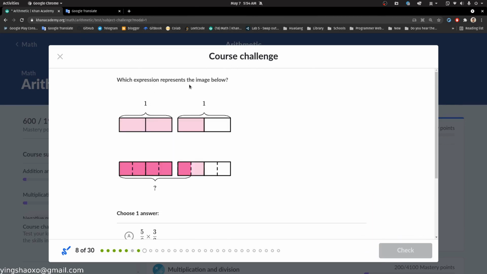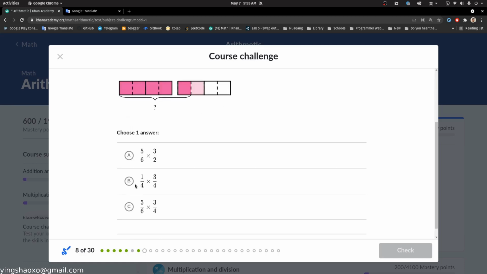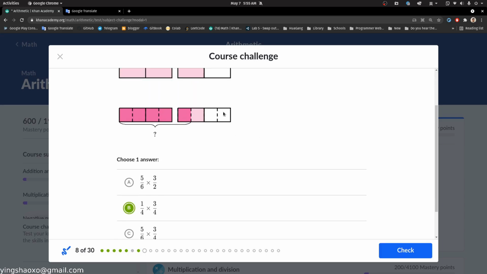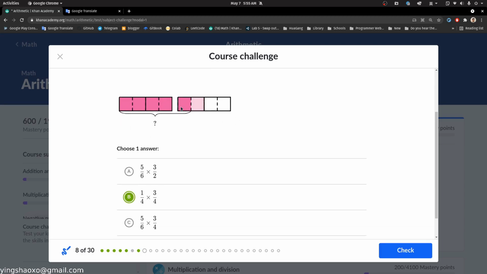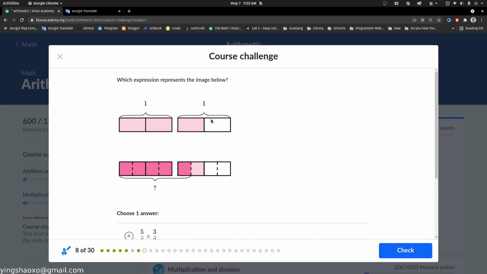Which expression represents the image below? This is 1, this is 1, and what is this? So 1 over 4. This is 1 over 4 times 1, 2, 3, 4, 5. To be honest, this question is kind of weird. I've never seen such a thing before. Let's do a check. Got an error.